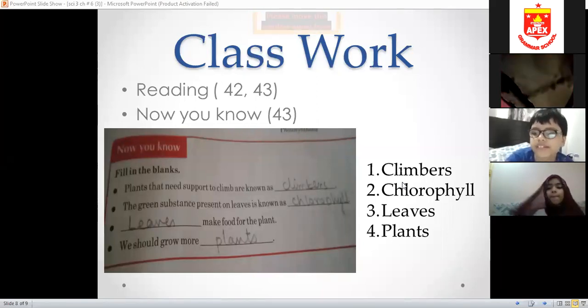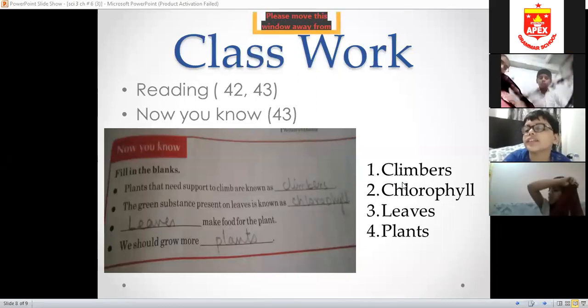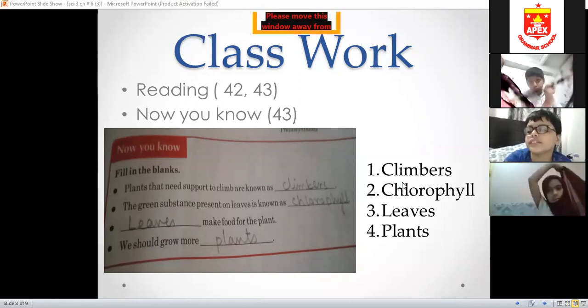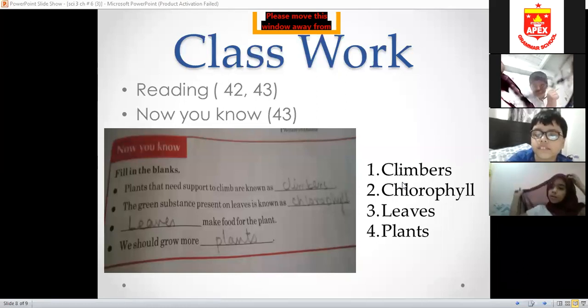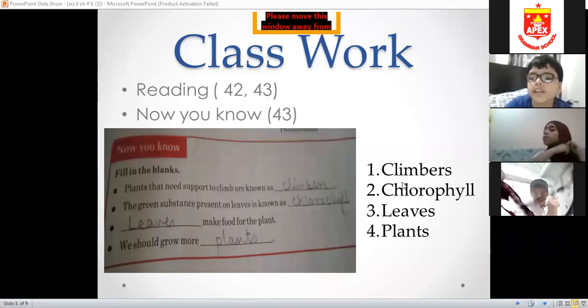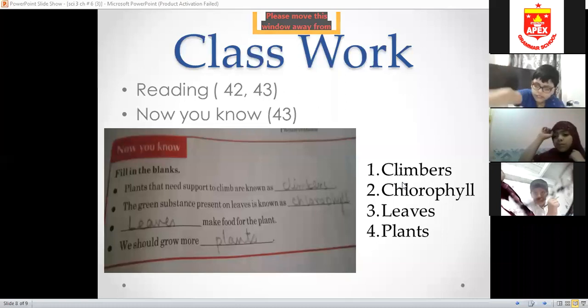Again, I'm repeating. In the first one, climbers. In the second one, the answer is chlorophyll. In the third one, leaves. In the fourth one, plants. So students, I have given you much extra time. I hope everyone has written in neat and clean handwriting. So students, till now this is our home task.